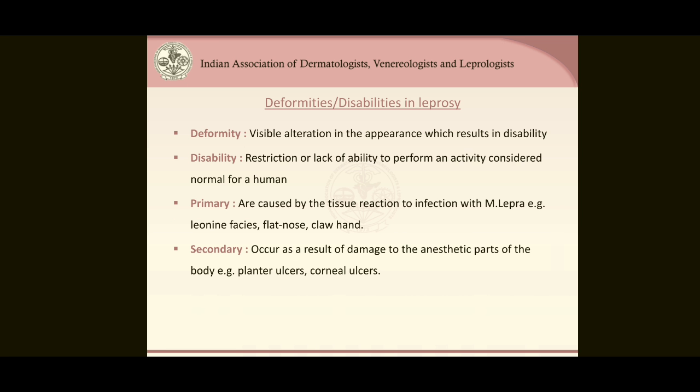Primary and secondary. So primary are caused by the tissue reaction to the infection with M. leprae, that is leonine facies, flat nose, claw hand. Secondary ones occur as a result of damage to the anesthetic parts of the body, that is plantar ulcers or corneal ulcers.